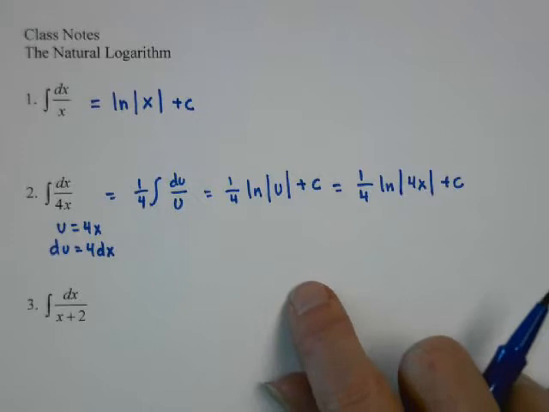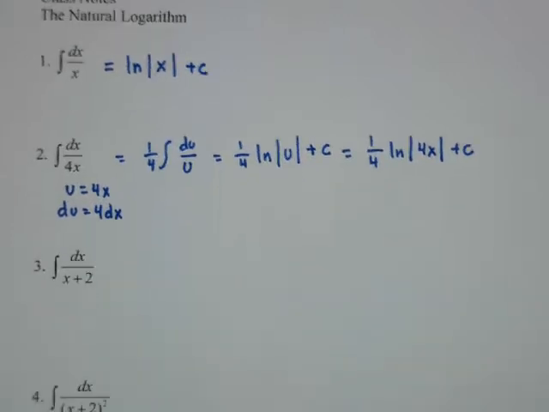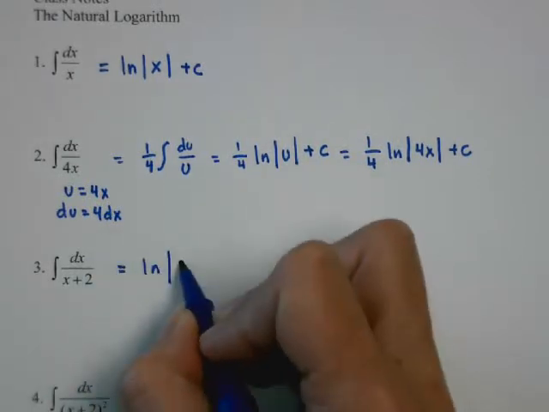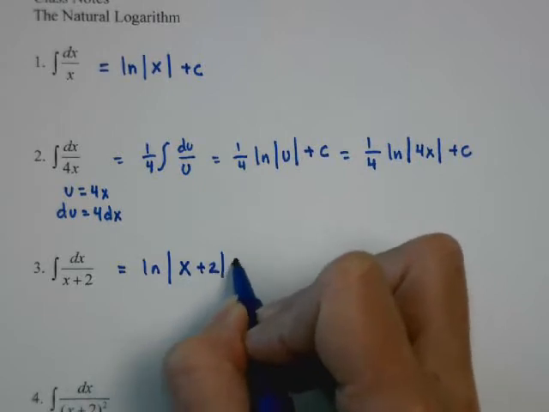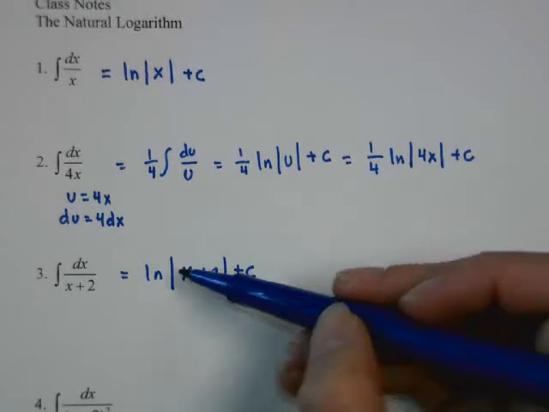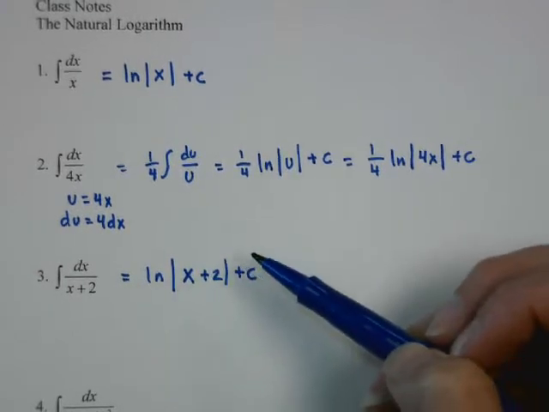Now some of you are able to see this right away, and that's fine. You don't necessarily have to do the substitution if you can do those calculations in your head. Here, this is just going to be the natural log absolute value of x plus 2. And remember, you can always check the indefinite integrals by taking the derivative. If I take this derivative, it's going to be 1 over x plus 2.